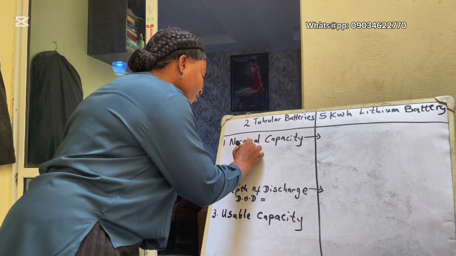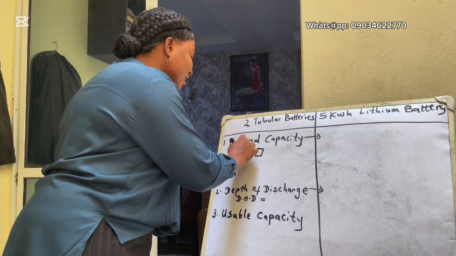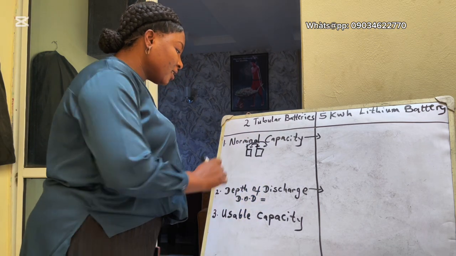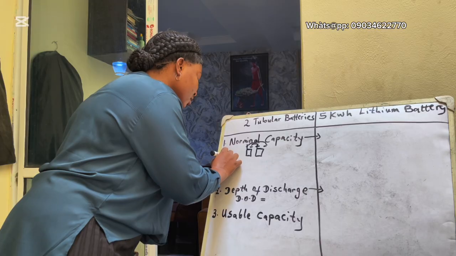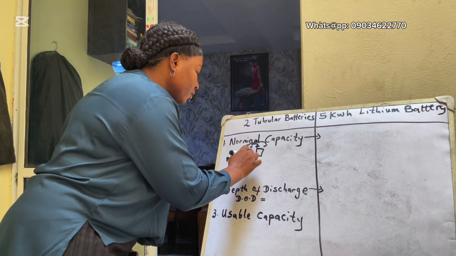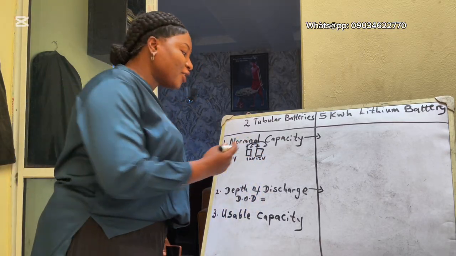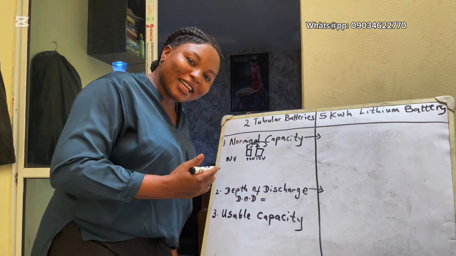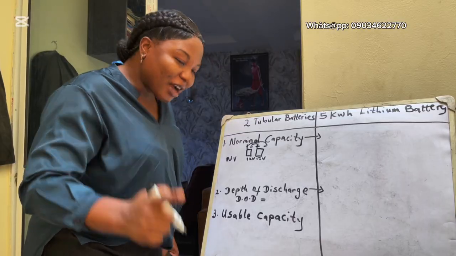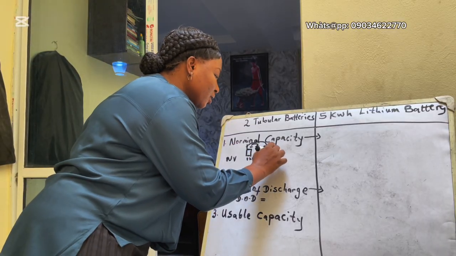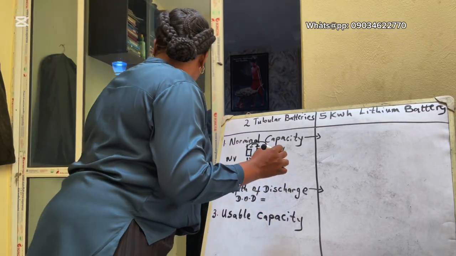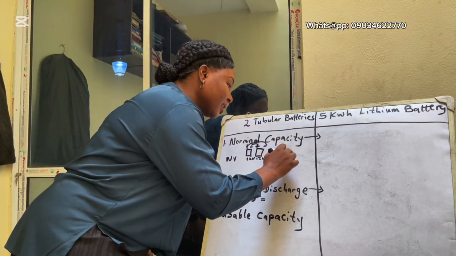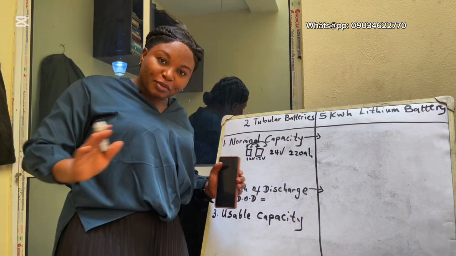If a battery, for instance the two tubular batteries, is connected in series, the nominal voltage is 12 volts each. And when you connect a battery in series, the voltage increases while the current remains the same. Now the voltage increases to 24 volts, while the current, which is the nominal capacity of 220 amps, remains the same.